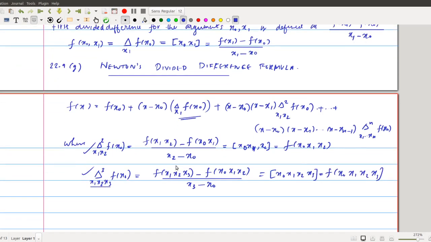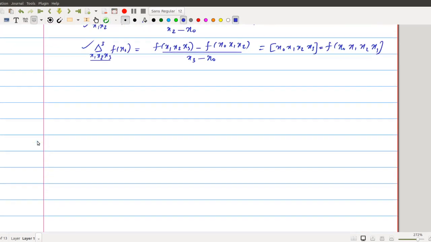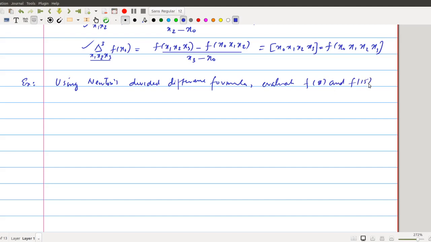Now we will discuss a problem or illustrative example for this. Using Newton's divided difference formula, evaluate f of 8 and f of 15. We have two questions, f of 8 and f of 15.